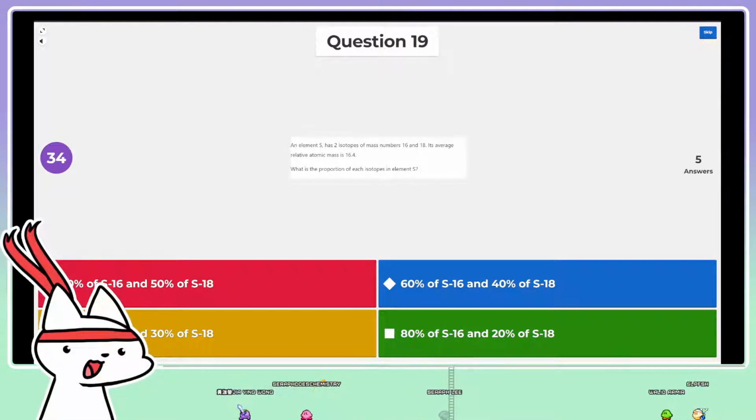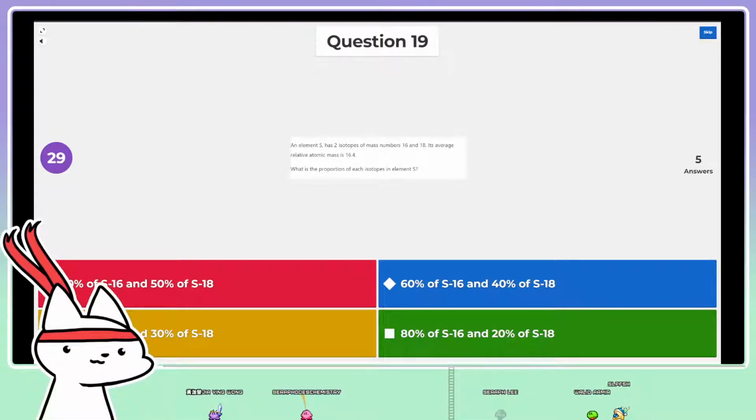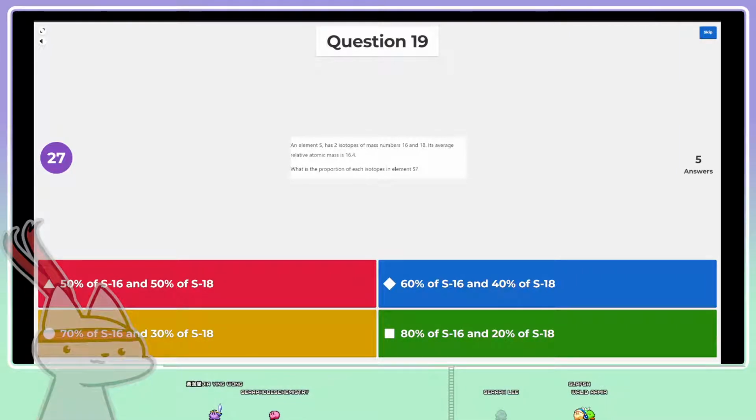Okay, with this, there's a calculation question. There are actually 2 isotopes in total, 16 and 18. So you have to reverse engineer.